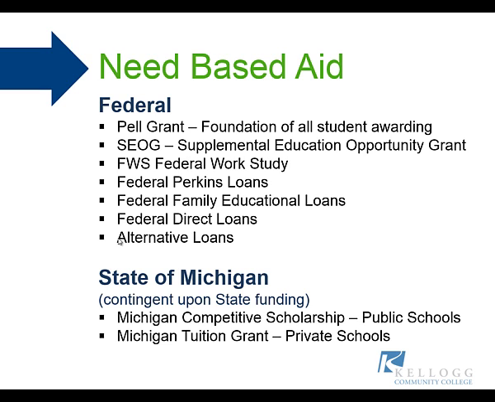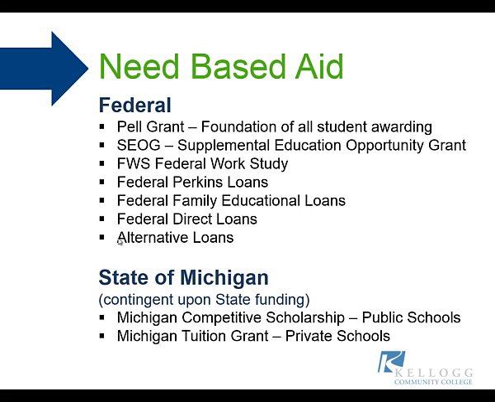There are different types of need-based aid. For federal, we have the Pell Grant. The Pell Grant is the foundation of all student awarding. That is based on the FAFSA results of that application, and we will be discussing that application in just a moment. SEOG is an additional amount of money that may be awarded to you if you are Pell Grant eligible. The Federal Work-Study Program is money given straight to a student who is able to work through the college and is able to earn a paycheck as they go.